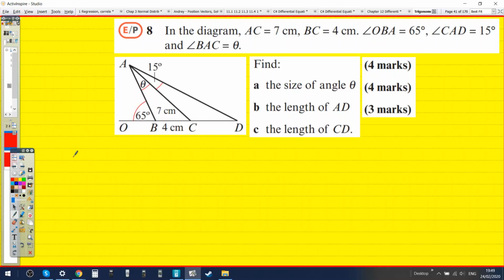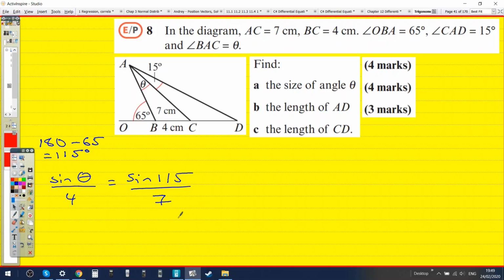Would you need to first of all do 180 minus 65? Okay. And that'll give 115. And then do you need to do something like sine theta over 4 equals sine 115 over 7? That'll work. And then just put it into your calculator.